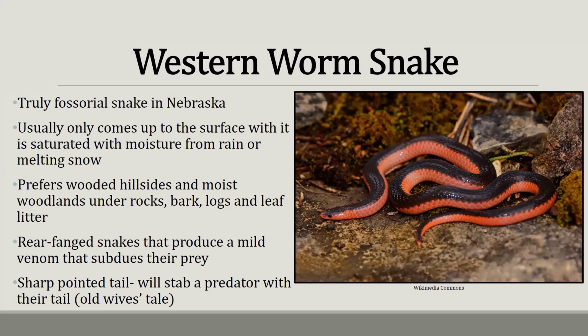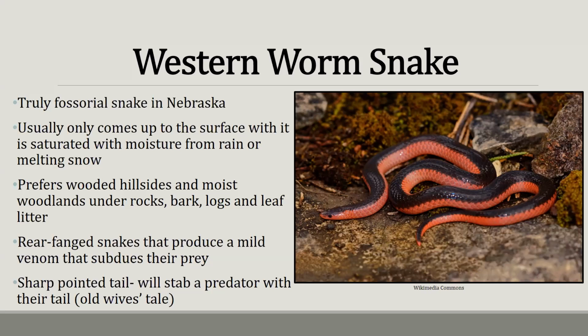This one's kind of neat. These are found in the extreme southeast part of Nebraska, so kind of Rulo, Indian Cave kind of area, southeast Nebraska, but they are a true fossorial snake. I've only ever found one of these guys, and I was so excited when I found him. I flipped over this rock and it was right there. But usually these guys only will come up to the surface after a big rainstorm or after a lot of snow melt. So if we get some snow and then it gets super hot and all that snow will melt, that kind of triggers them to come up from the ground.